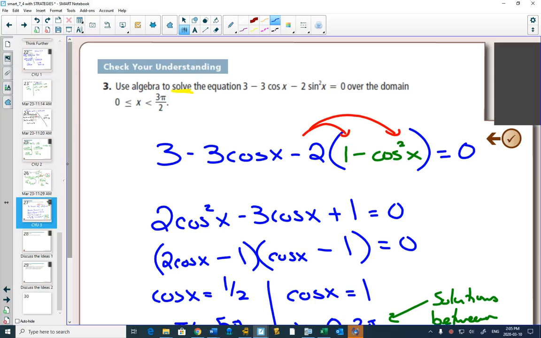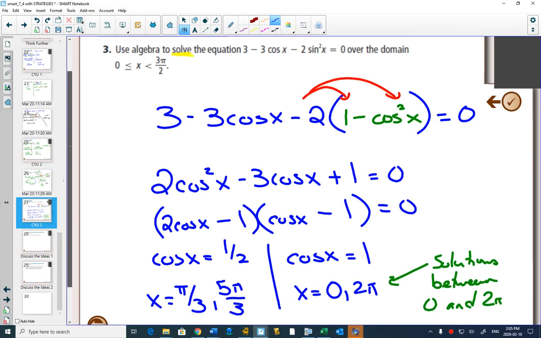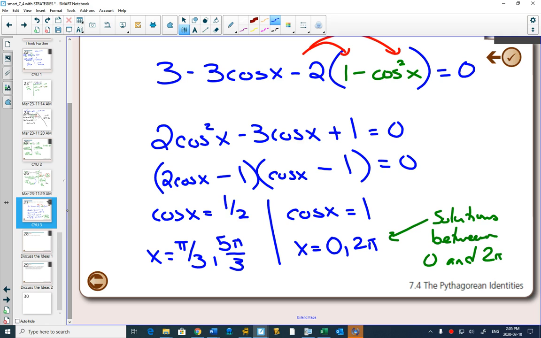But it's only from 0 to 3 pi over 2. That's only quadrants 1, 2, and 3. And 0 is included, but 3 pi over 2 is not. Can you see that you would have to get rid of this answer? Because that one was in quadrant 4. And you would have to get rid of 2 pi. And our answers are only 0 and pi over 3.